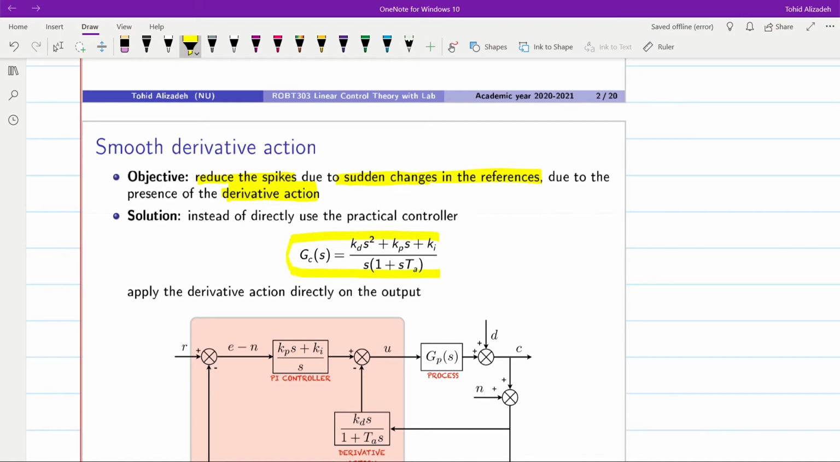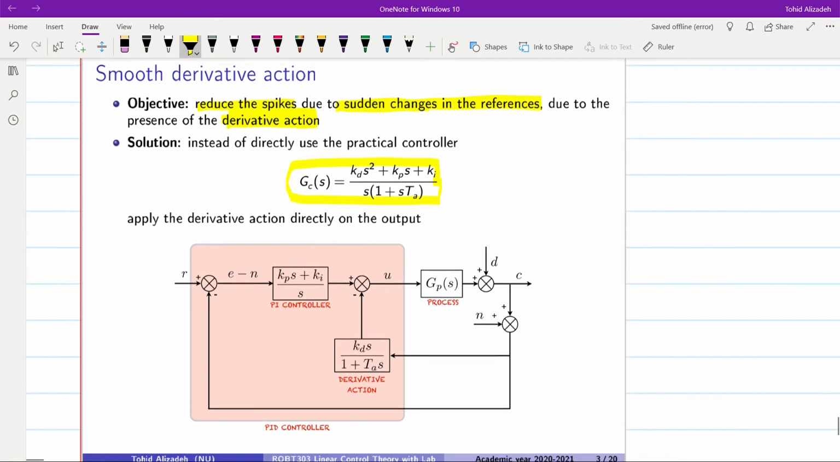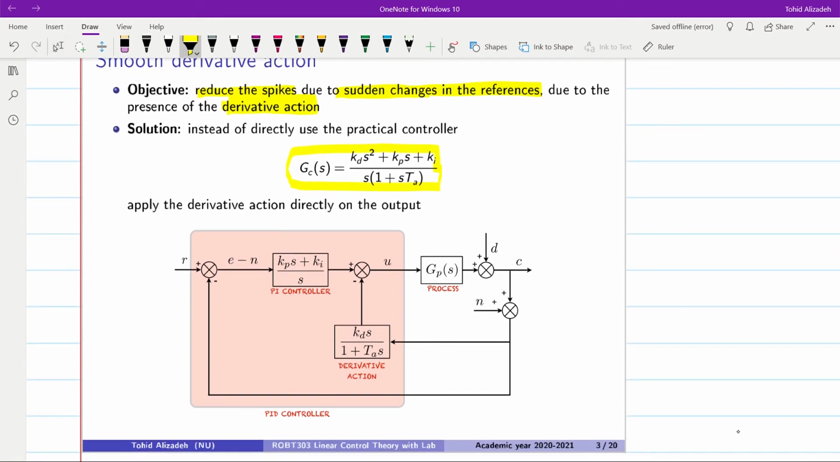Instead of using the transfer function for the practical PID controller that you can see over here, this is the standard practical PID controller with three actions: proportional, derivative, and integral. Instead of using this, we will apply the derivative action directly on the output. So you can see that here we have the actual output. We also consider the noise here. It will be used as the input to the derivative action.